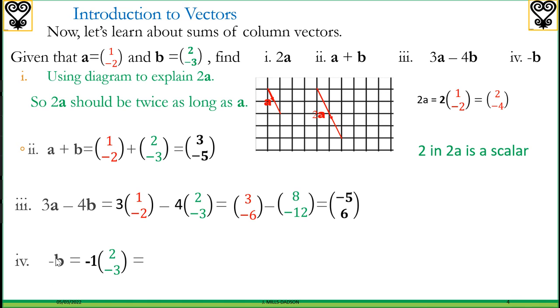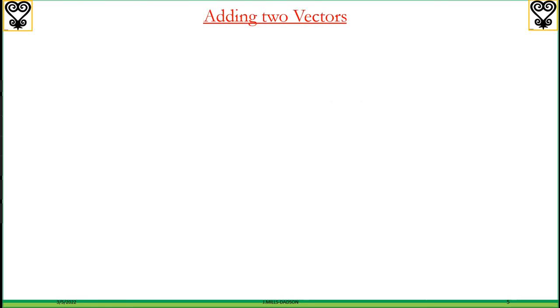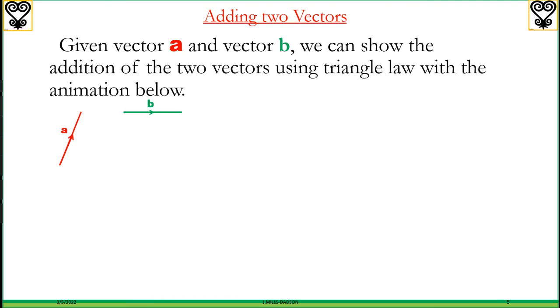Now -b means -1 times the components of b. So -1 is the scalar, and that will give us -2 and 3. Now let's learn how we add two vectors.